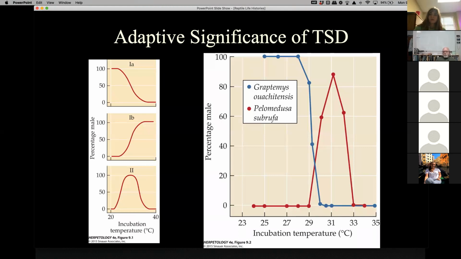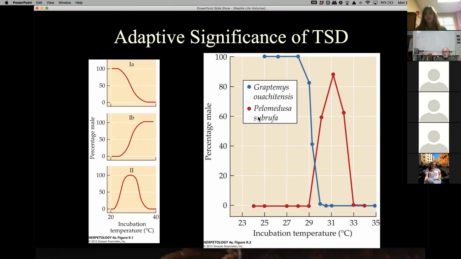You'll recall that we have different forms that this takes. In some cases, if we have percentage male on the y-axis and incubation temperatures on the x-axis, there are some situations where males are produced at cold temperatures, other situations where males are produced at warm temperatures, and then a third situation where males are produced at intermediate temperatures. And this varies by species. So we have Graptemys ouachitensis, the Ouachita map turtle. It is a situation where males are produced at cold temperatures, females are produced at warm temperatures, and there's this narrow range of temperatures over which the shift from male domination to female domination in the clutch occurs.